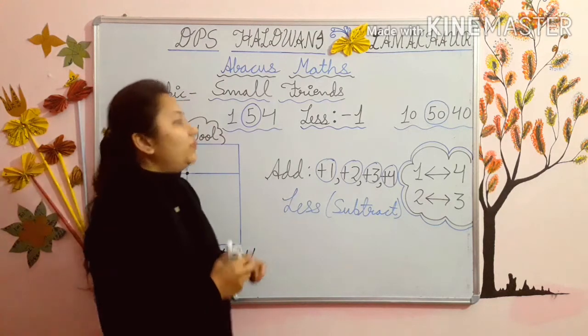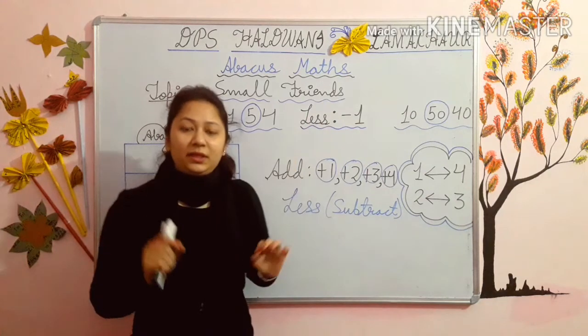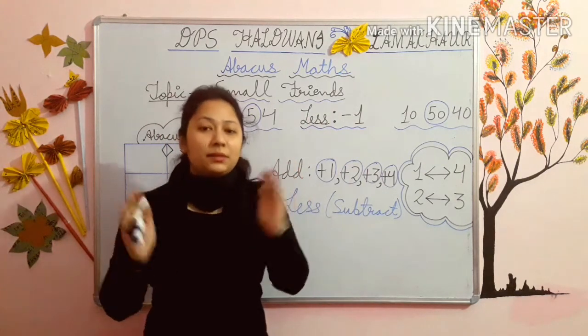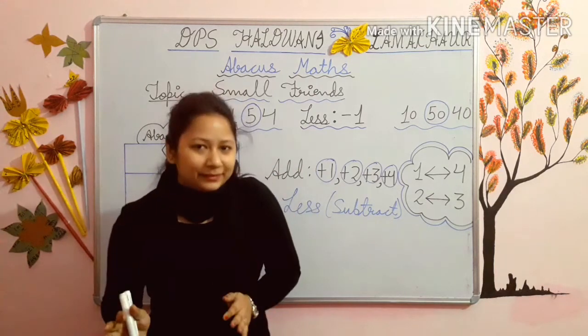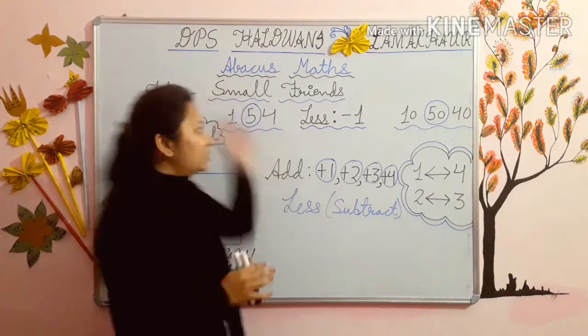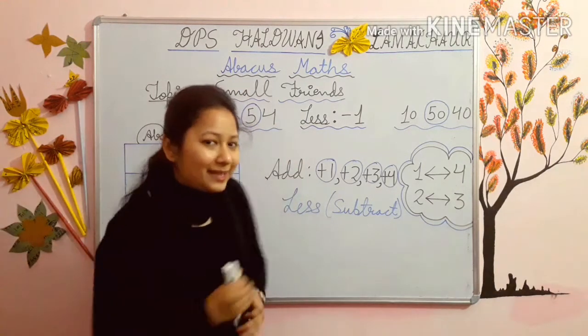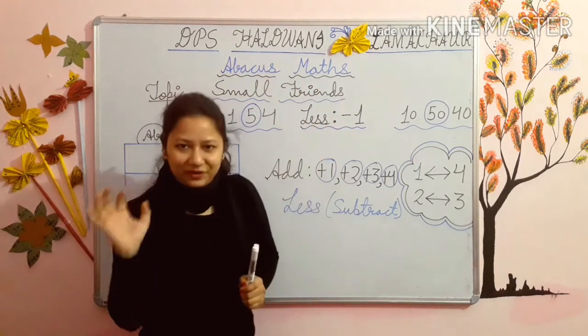So today we will do the sums related to less minus 1. Minus 1 means that in the sums you have to do minus 1, and the bead will not be there. So you will use the small friends. So kids, our today's topic is small friends less minus 1.